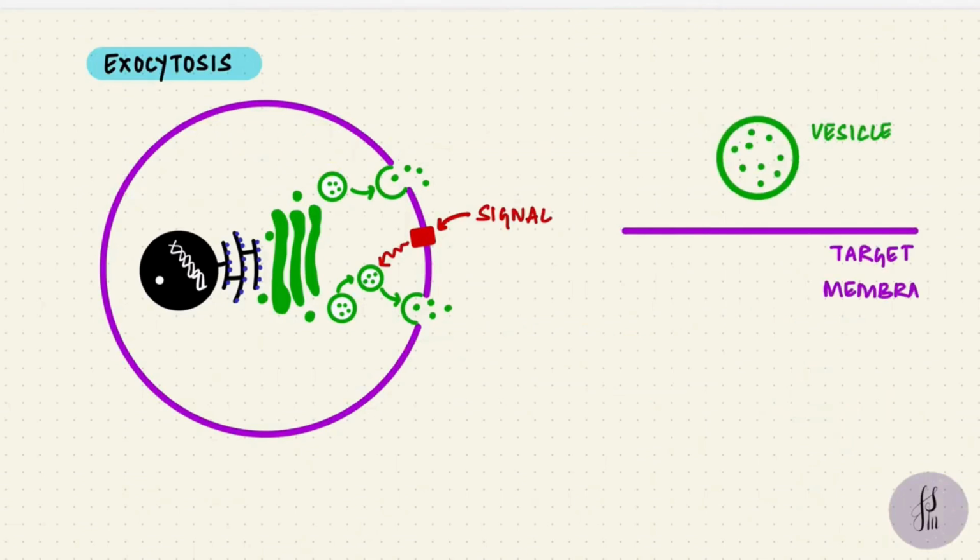The fusion of the vesicle to the membrane involves different proteins. One complex is the V-SNARE-T-SNARE complex. V is for vesicular and T is for the target organelle. Along with this, there are other proteins and GTPases. Now this complex helps with docking of the vesicle onto the membrane, so that the two can fuse and the contents of the vesicle can be released.